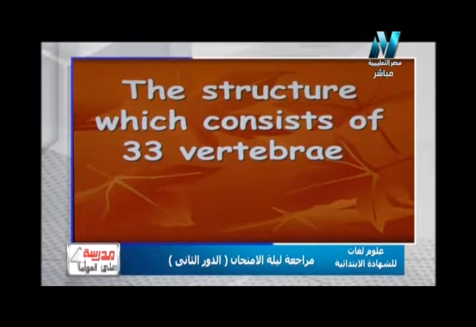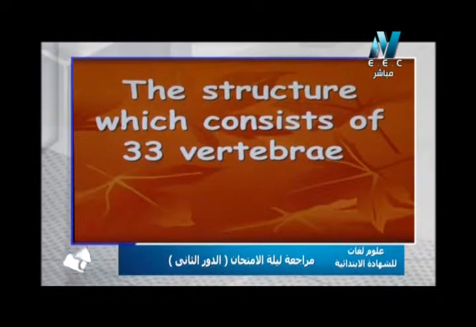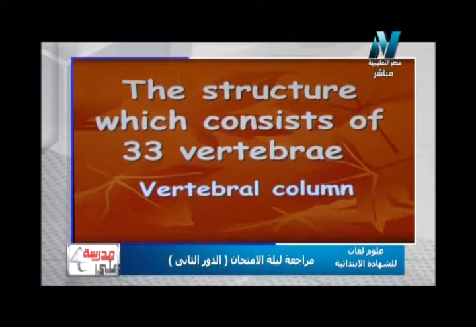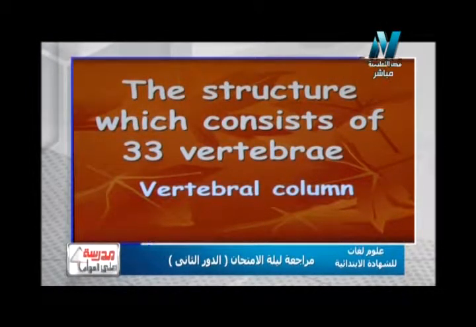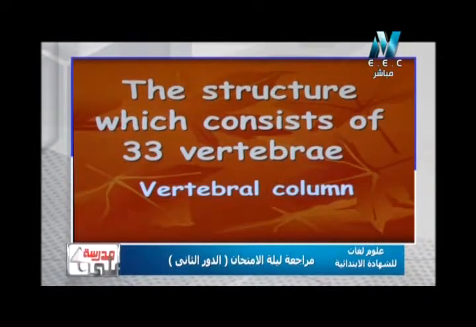Another question. The structure which consists of 33 vertebrae. When I find the word structure, it means an organ, a part of your body, that has 33 vertebrae. Surely it will be the vertebral column, which we also call the backbone. It has two names, vertebral column or backbone.